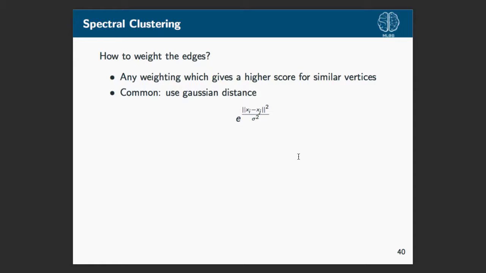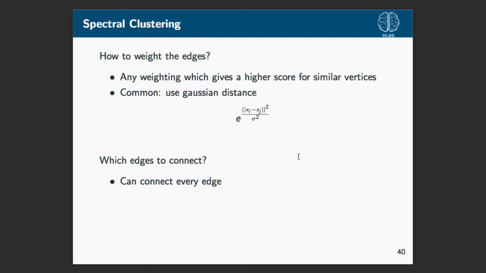And this variance is a hyperparameter you set, and it's actually pretty important for the results you get. Your graph is basically the bare bones of this algorithm. A good graph will make it work really well. So now we found out how to weight the edges. Now how do you know which edges to connect? One option is to connect every edge.